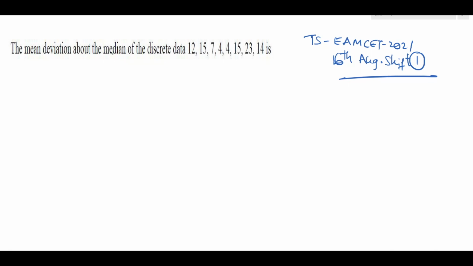The mean deviation about the median of the discrete data 12, 15, 7, 4, 4, 15, 23, 14 is asked. The data in ascending order is 4, 4, 7, 12, 14, 15, 15, 23. These are the given numbers.